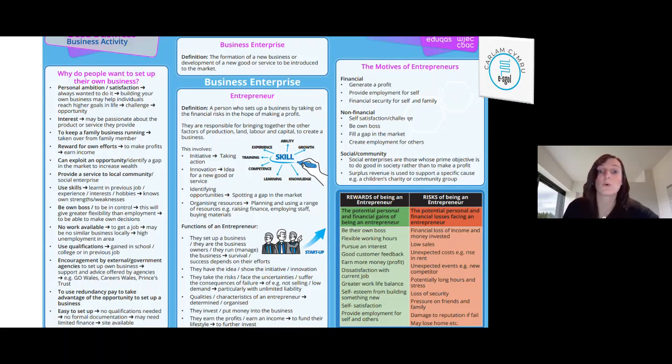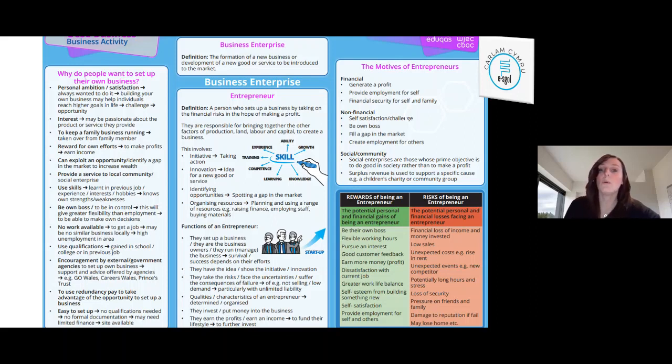They're organising resources. They're organised. They have knowledge, they are competent, and they have things like setting up a business, that they have survival, that they have an idea, they show initiative. So all these qualities and characteristics make an entrepreneur successful.